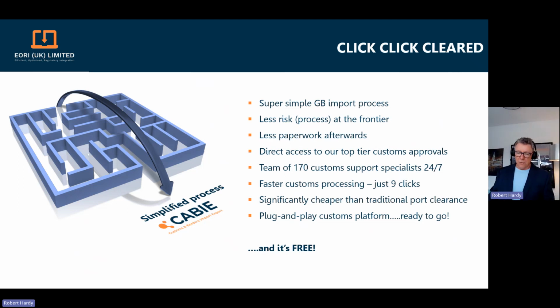So we've gone with total simplification. There's less risk or process at the frontier. So if there's less process, there's less risk. There's less paperwork afterwards because we can use aggregation. You have direct access to our top tier customs approvals, which is CFSP, EIDR with full aggregation.